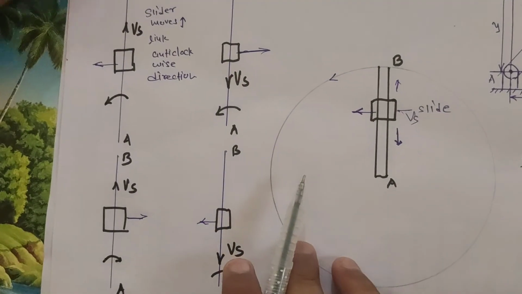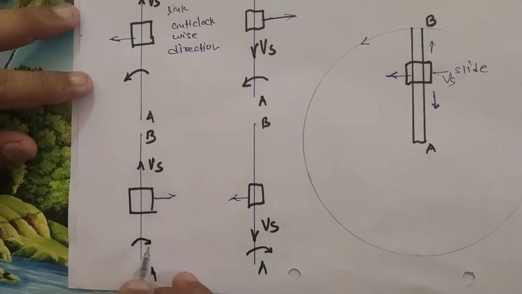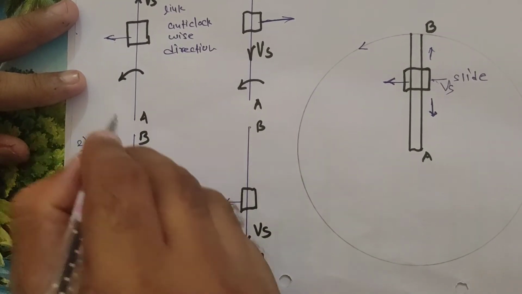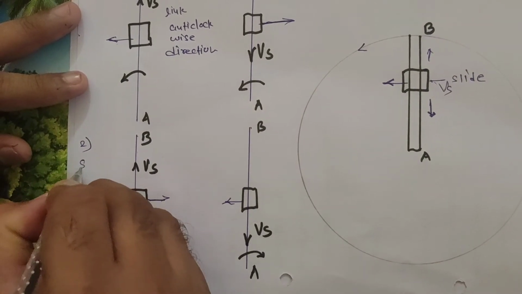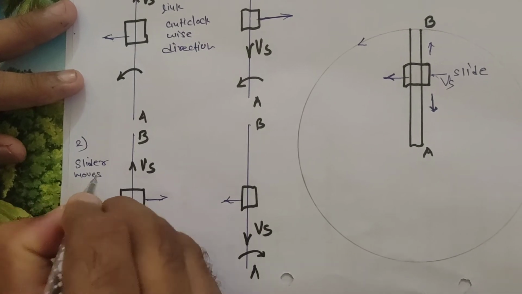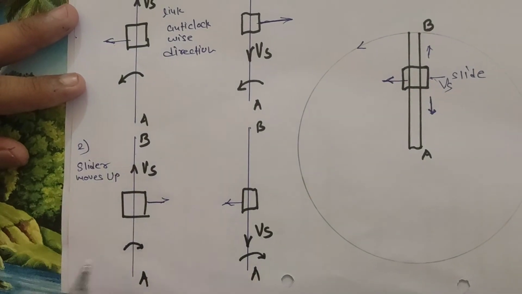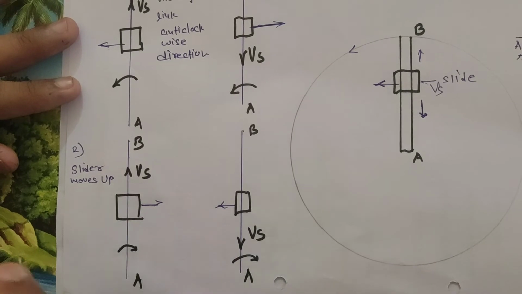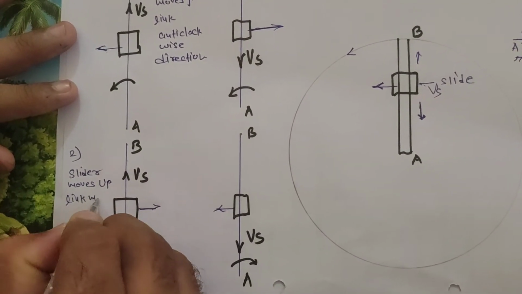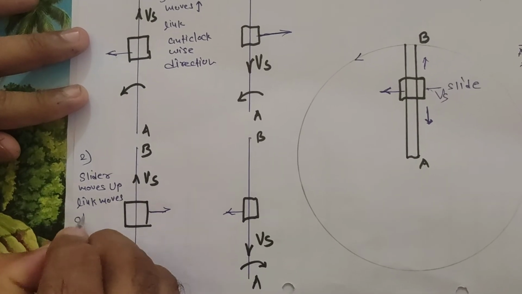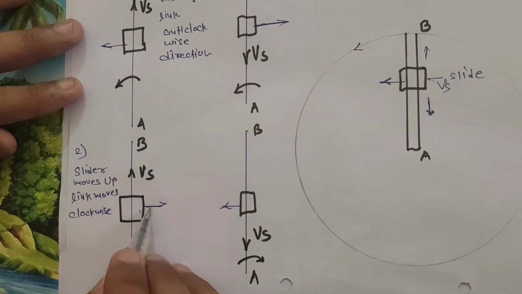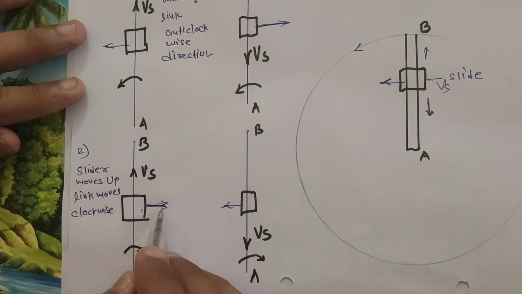In the same way, in the second case, the slider moves in the upward direction, and the link moves in a clockwise direction. So in this case the slider indicates the direction, it may be in this one.